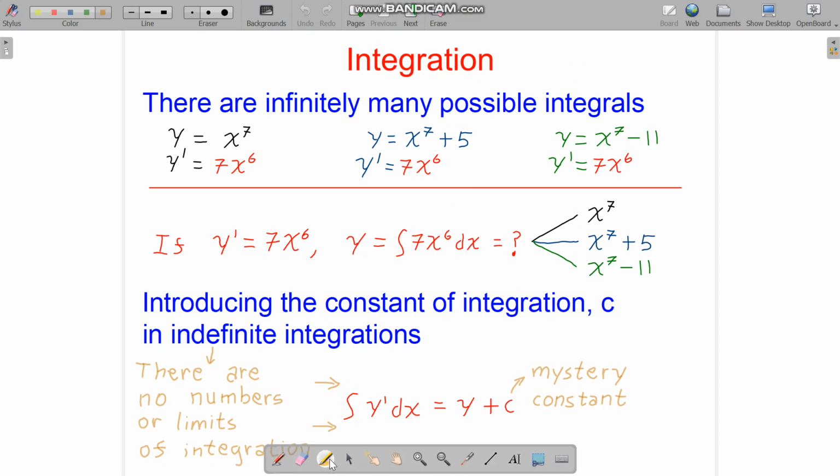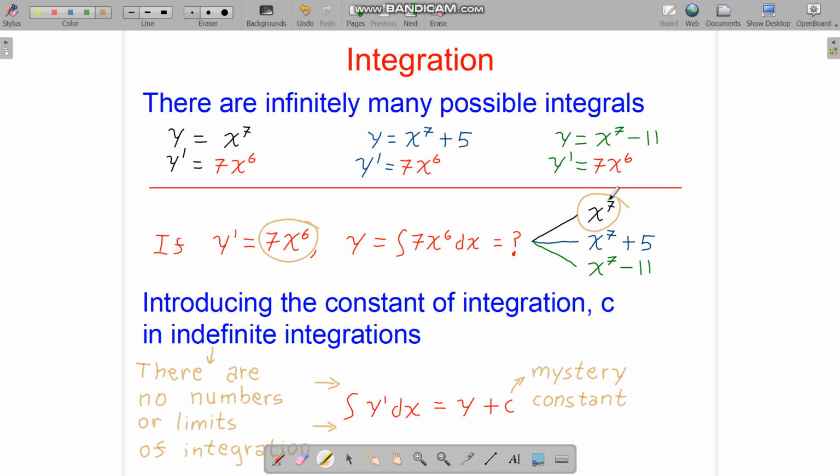Previously in differentiation, we know that when we differentiate x to the power of 7, we get 7x to the power of 6. When we differentiate x to the power of 7 plus 5, we also get 7x to the power of 6. The derivative of x to the power of 7 minus 11 is also 7x to the power of 6. So when we integrate 7x to the power of 6, what do we get?